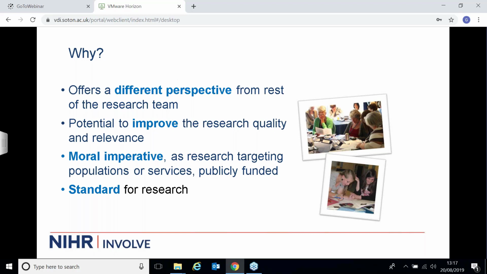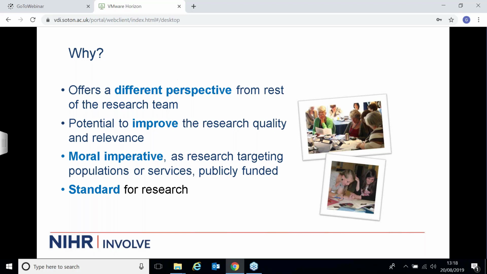The first one is that patients and public offer a different perspective from the rest of the research team. They're going to have knowledge that clinicians and researchers won't have. Patients will have lived experience of a particular condition or a service. They will know how drugs and services impact upon them, the challenges that they face in everyday living, the side effects of therapies and treatments and drugs, the impact on their quality of life. And I think this can help to improve the research quality and the research relevance.